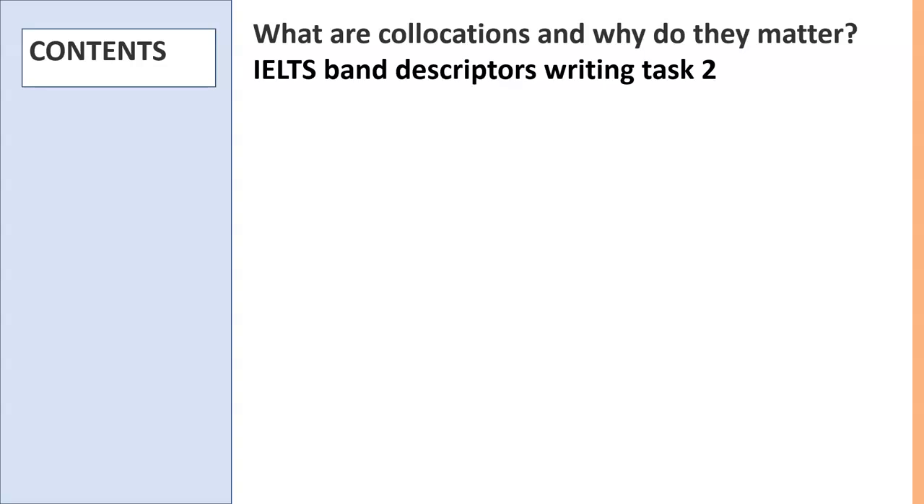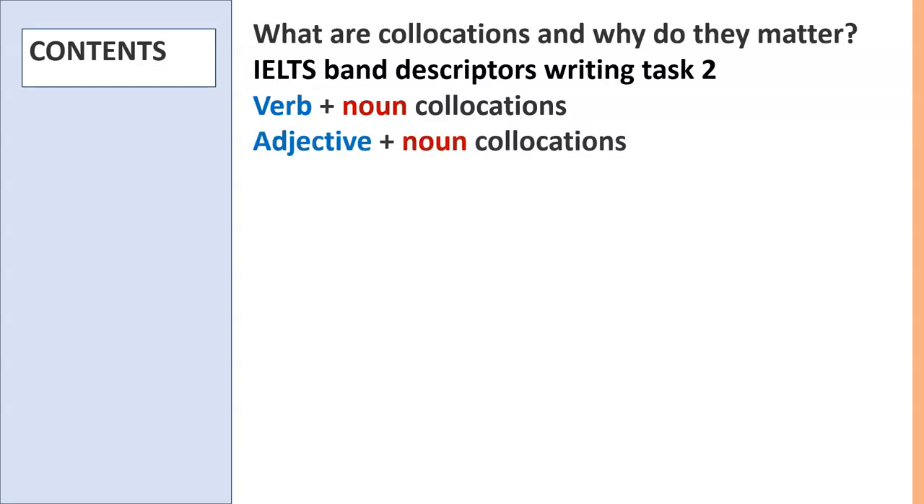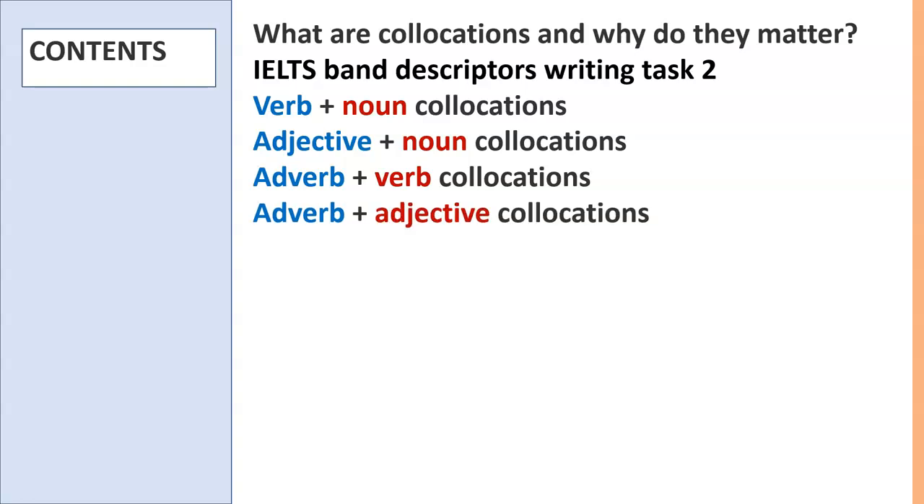Then we'll look at the band descriptors for IELTS Writing Task 2. And then we'll look at the different types of collocations: verbs with nouns, adjectives with nouns, adverbs with verbs, and adverbs with adjectives. These are the most common.